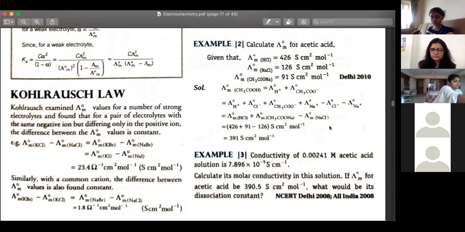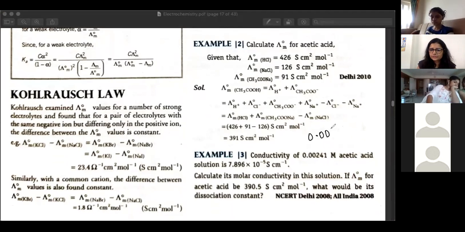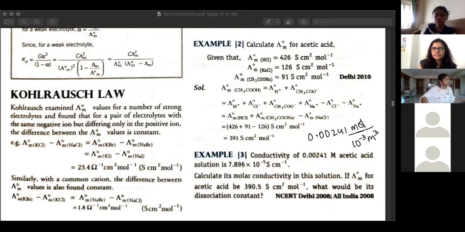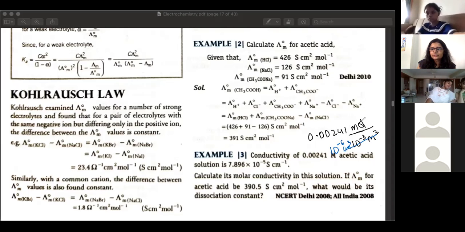Let me do this here. Let's convert this to mole per centimeter cube, 0.00241. This is mole per liter, right? So 1 liter is 10 power minus 3 meter cube. So mole upon 10 power minus 3 meter cube. If I convert this meter cube into centimeter cube, what will my exponent change as? 1 meter is 100 centimeters. So this is going to be 10 power minus 6 centimeter cube. So if this goes into the numerator, it's going to be 0.00241 into 10 power 6.